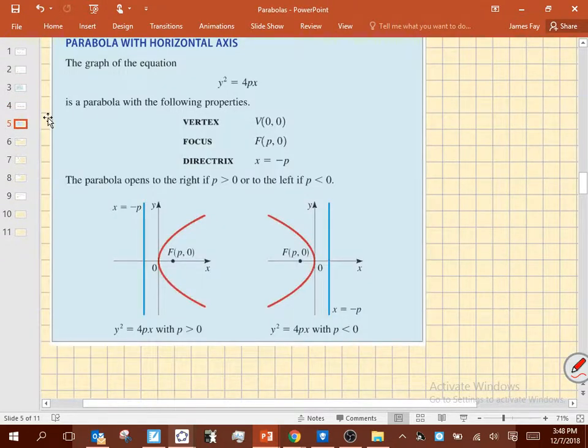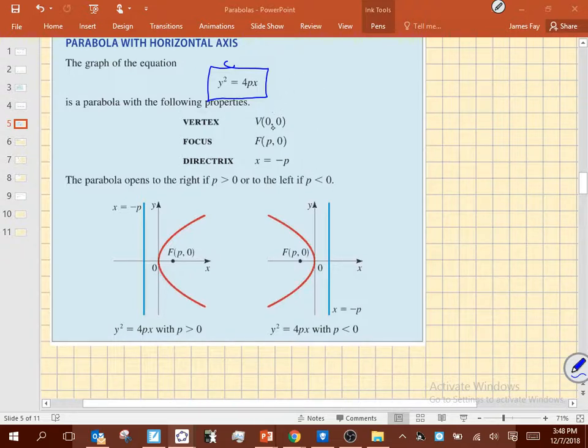The same thing can happen. We can have parabolas that open to the right and to the left. Now these are not functions, because they would not pass the vertical line test. But if I just interchange the x's and the y's, we get parabolas that open up to the right and open up to the left.